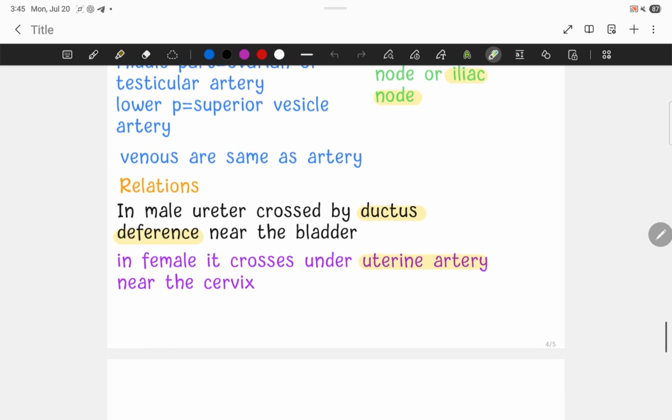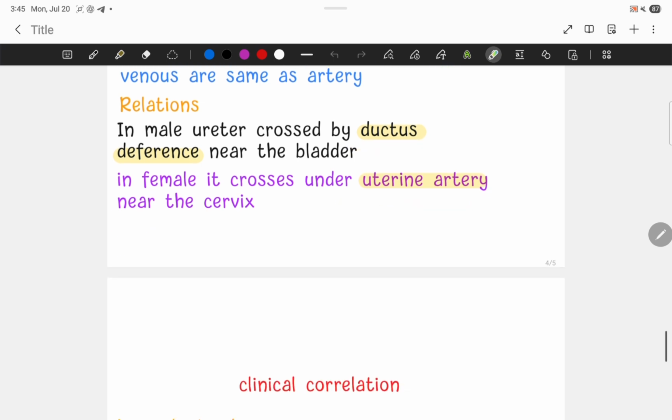So we focus on something in relation, and this is important. In male, the ureter is crossed by the ductus deferens near the bladder. In female, it crosses under the uterine artery near the cervix. You need to remember this. This is so important. Don't forget it. I know your professor loves this in exams.